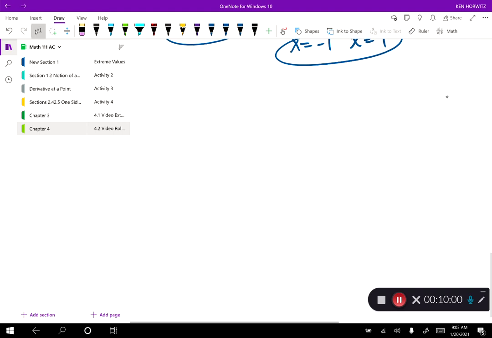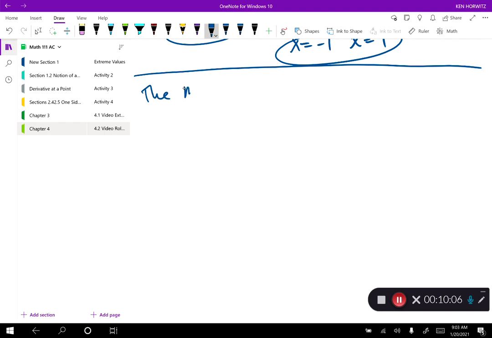All right. Now, the interesting thing with Rolle's theorem is it can be used to prove another theorem, the mean value theorem. Now, I'm not going to go through and prove the mean value theorem. I'm just going to tell you what it is. But if you were to prove it, I would use Rolle's theorem to do so.